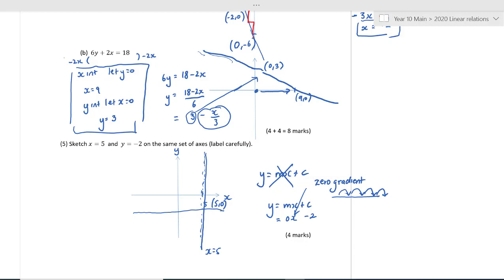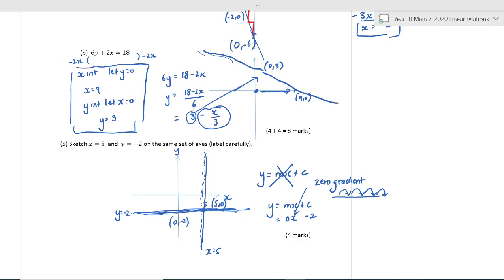And you can hopefully use a ruler and make it look much neater, but you get the idea. This is supposed to be a straight line going through y is equal to -2, and it's what we call a horizontal line.